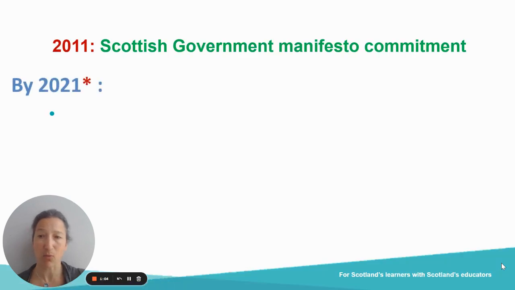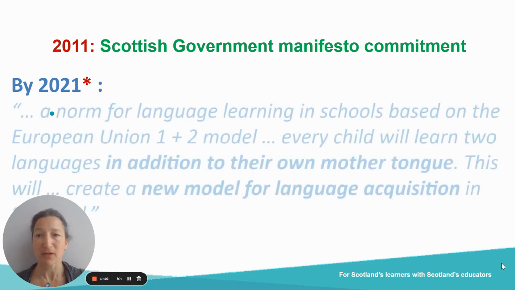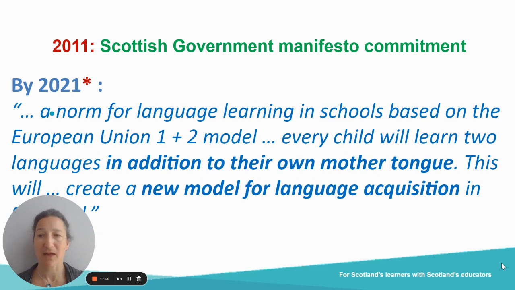So just what is the 1+2 languages policy or framework? In 2011, the Scottish Government put forward a manifesto, and the idea was that all pupils in Scotland would learn 2 languages in addition to their mother tongue. And the aim was for it to be in place by 2021. This was delayed due to the pandemic, and it should now be in place and fully implemented by August 2022.